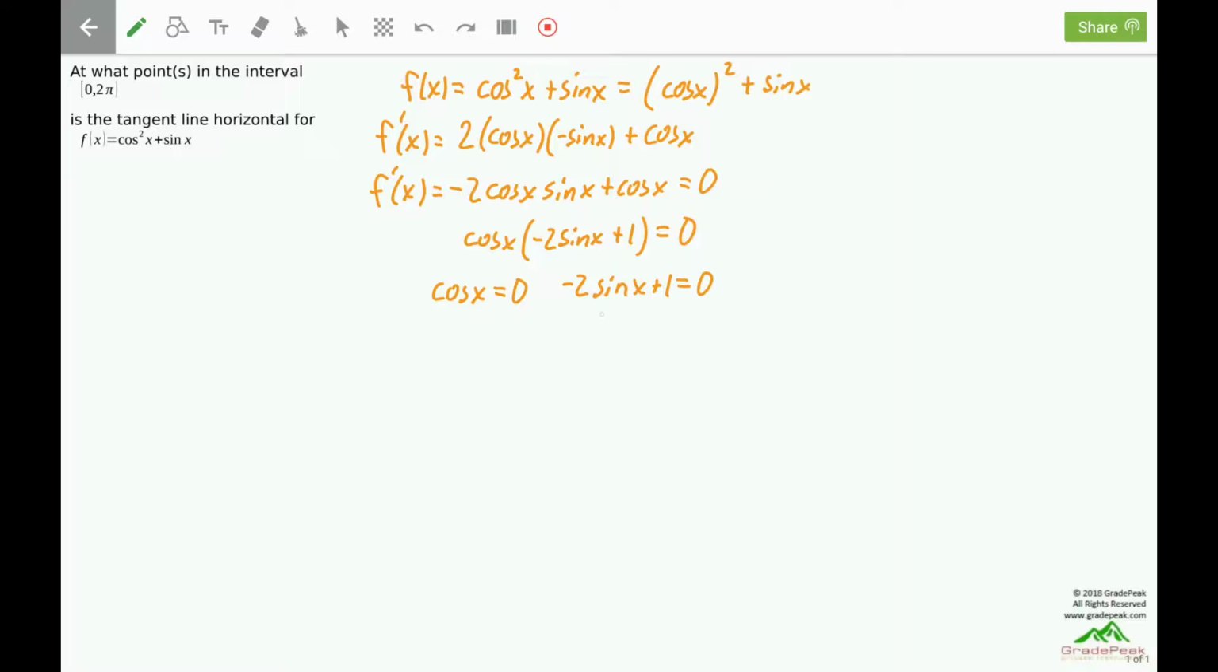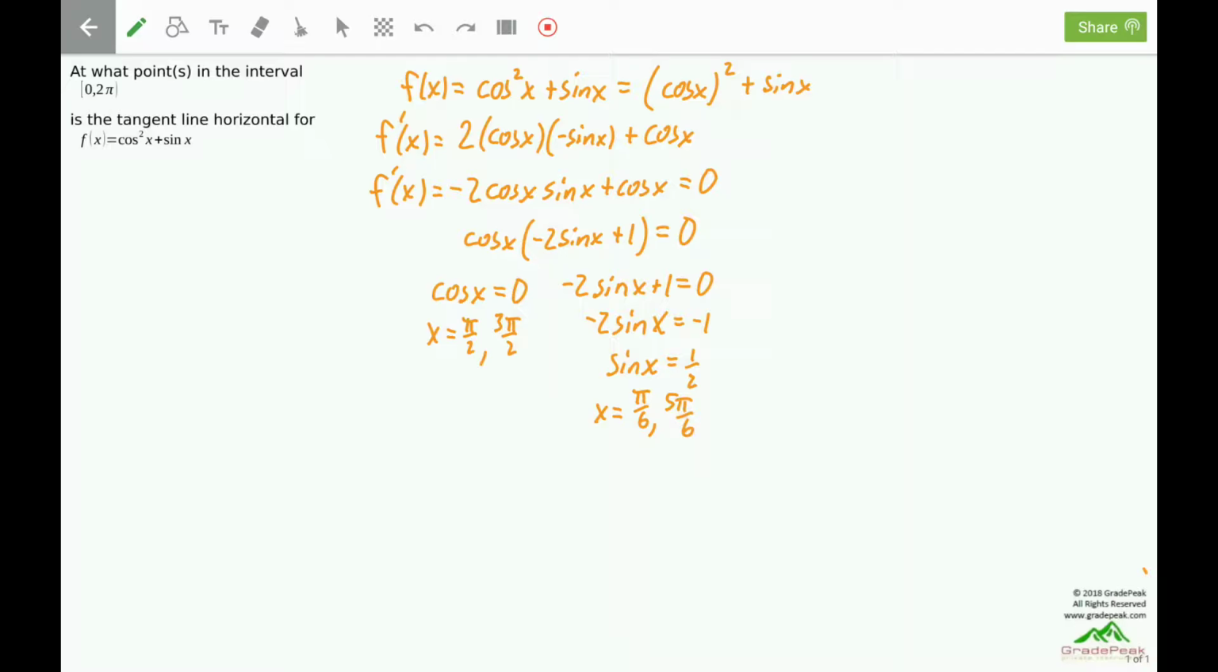This one here will have to take a few more steps to be able to solve. Let's subtract 1, and then we'll divide by the negative 2. The negatives can cancel, and so sine x equals 1/2. Okay, so we're going to be solving where the cosine is equal to 0 and where the sine is equal to 1/2 between 0 and 2 pi. Well, the cosine is 0 when x equals pi over 2 and 3 pi over 2. And the sine is 1/2 where x equals pi over 6 and 5 pi over 6.